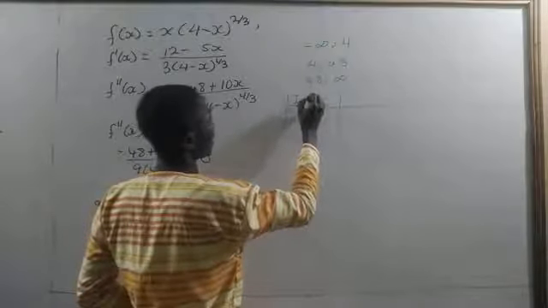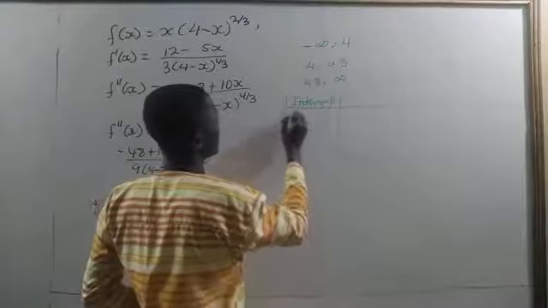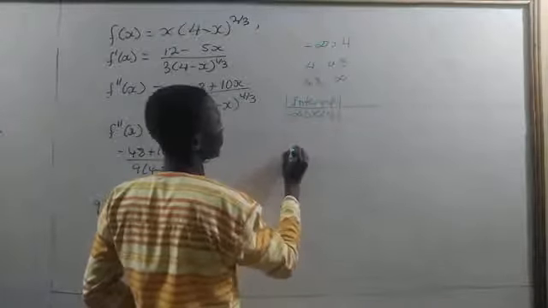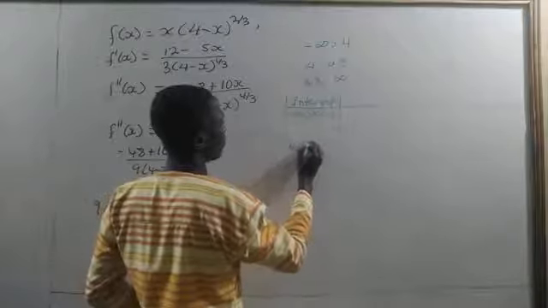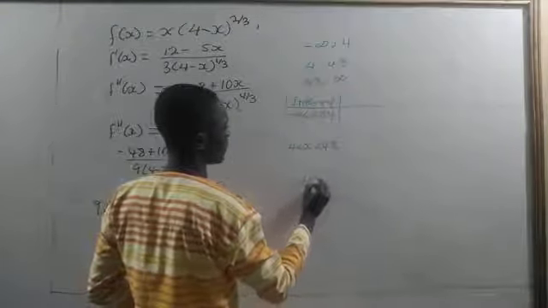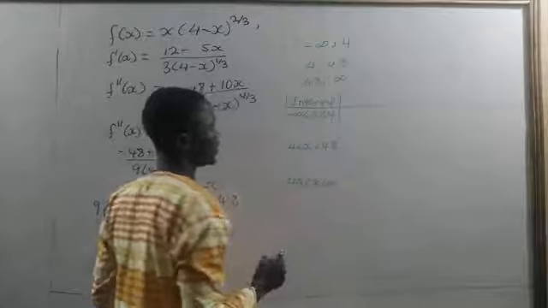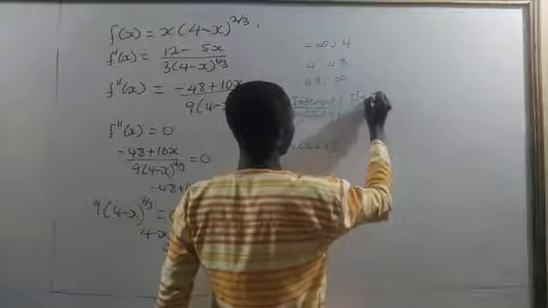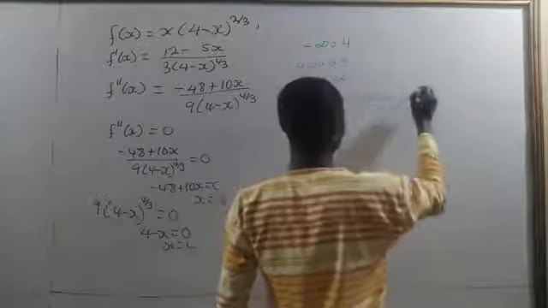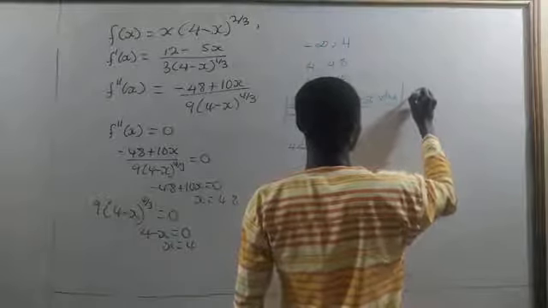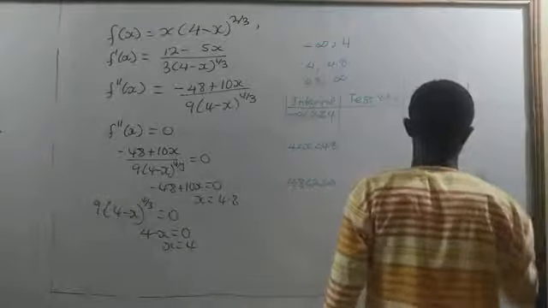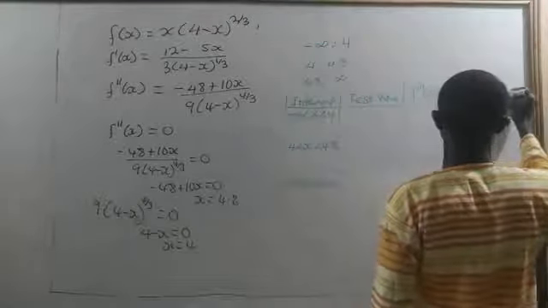Let's do our interval here. That is, minus infinity is less than x less than 4. Then we have 4 less than x less than 4.8. Then we have 4.8 less than x less than positive infinity. Then you take a test value. Then you look at f prime prime of x, and then you check the concavity here.